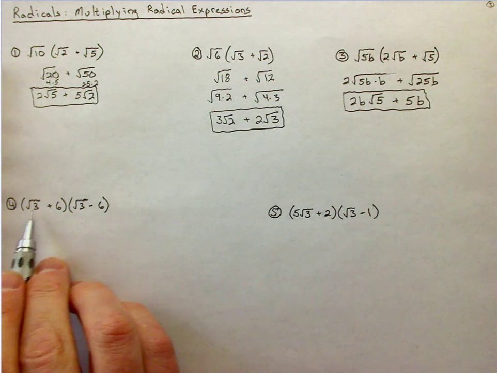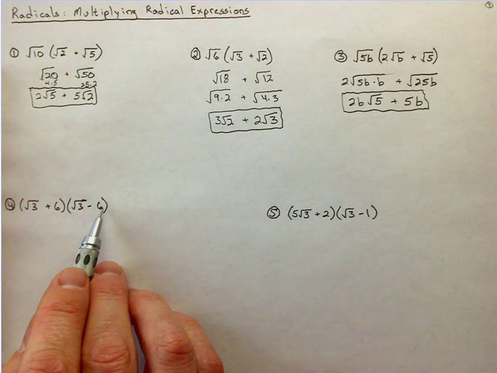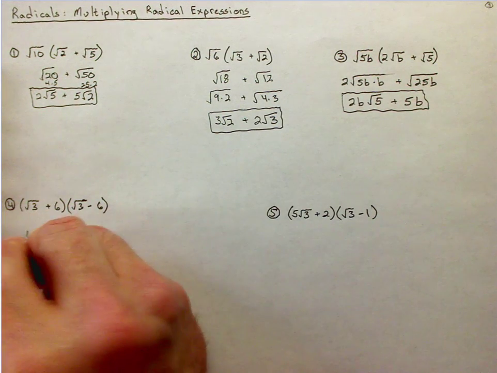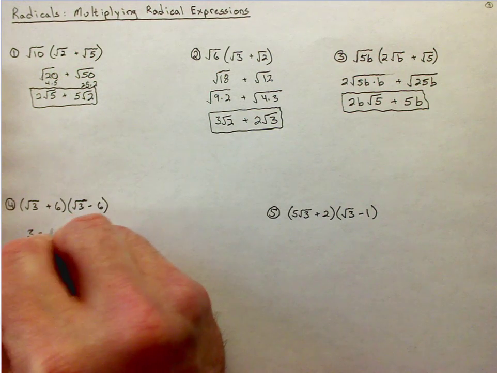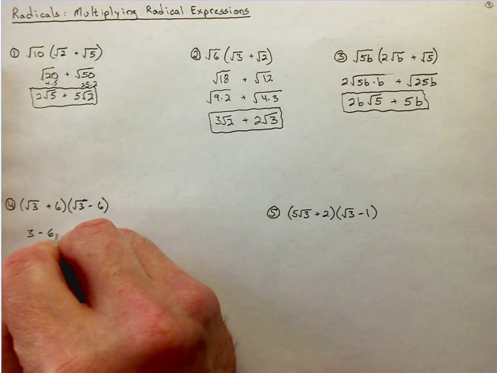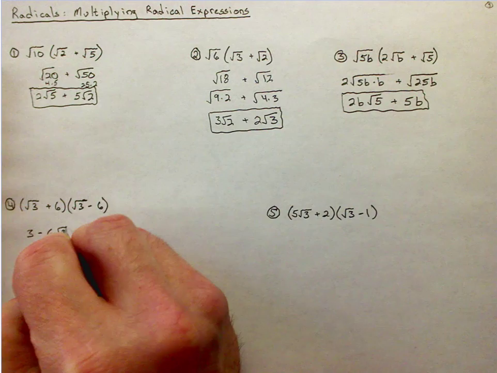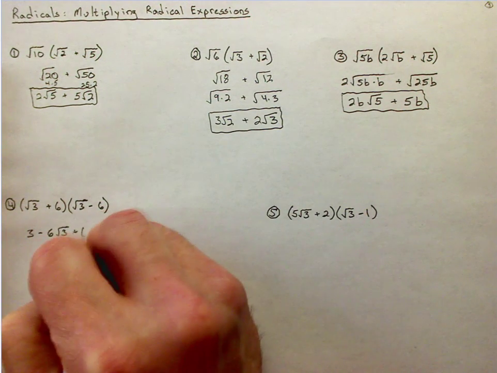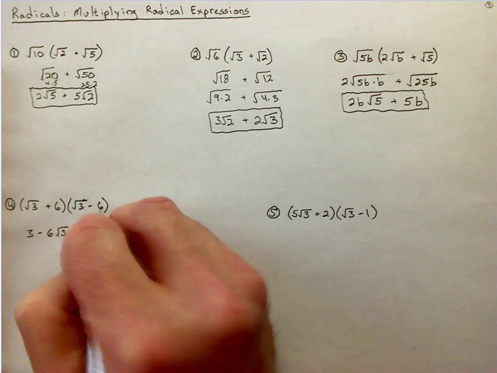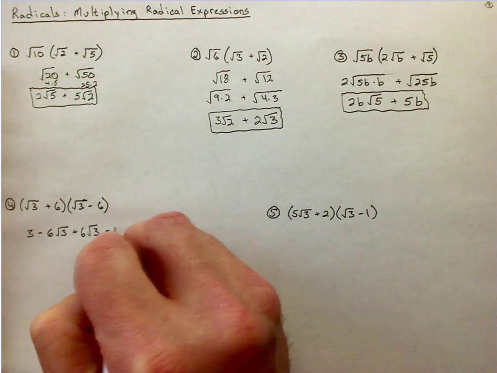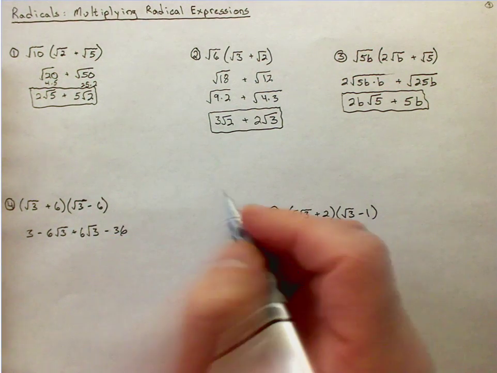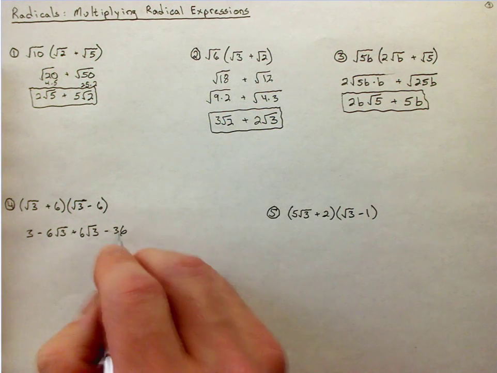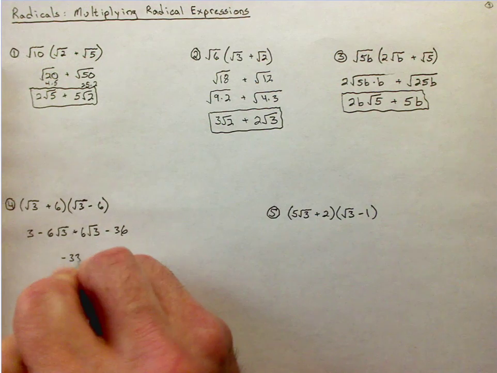Now I'm multiplying binomial terms. So square root of 3 times square root of 3 is 3. Square root of 3 times a negative 6 is a negative 6 square root of 3. 6 times the square root of 3 is 6 square roots of 3. And 6 times a negative 6 is a negative 36. My middle terms cancel. 3 minus 36 is a negative 33.